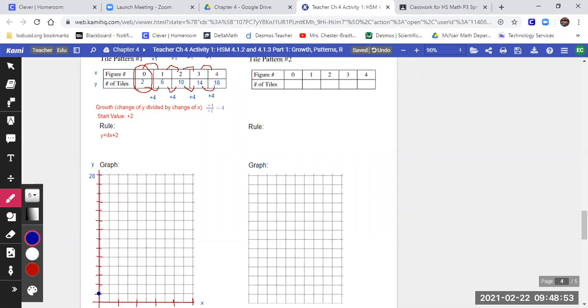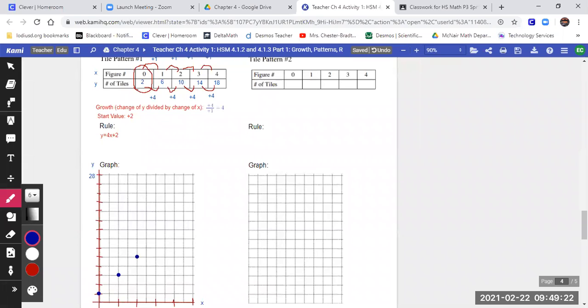Okay, first one's worth 2. When X is 1, it's worth 6. So 2, 4, 6. Remember, each of our lines is worth 2, so we're going to go up 3 lines. For X of 2, Y of 10, how many lines am I going to go up? 5. So 2, 4, 6, 8, 10.